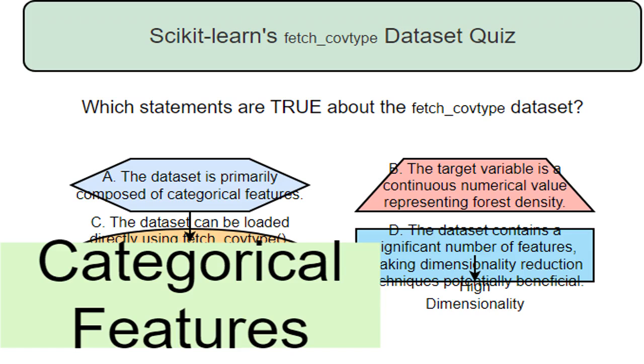This refers to the large number of features in the fetch_covtype dataset. Having many features can lead to the curse of dimensionality, where models become less efficient and less accurate. Dimensionality reduction helps address this problem.